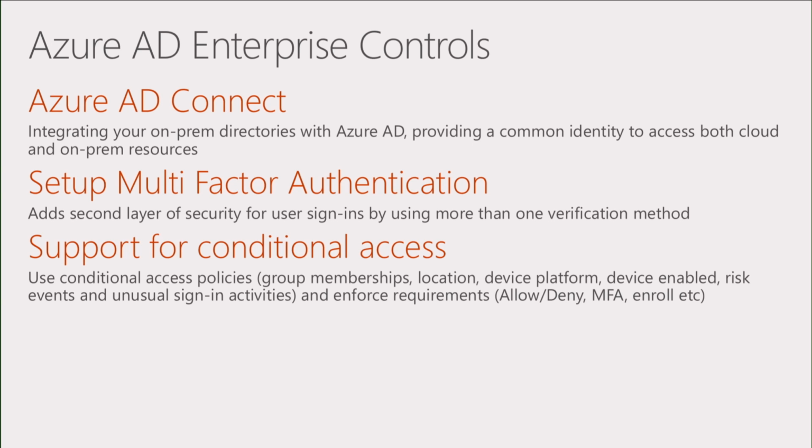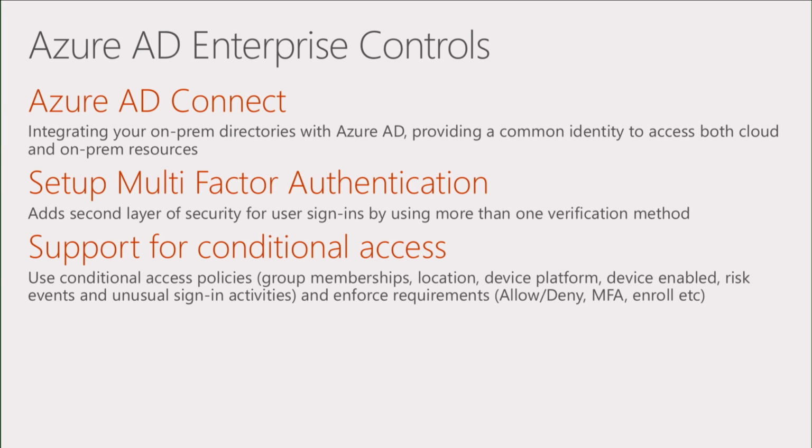So the third one is, great, I have connected my on-prem AD to Azure AD. I've set up multi-factor authentication. What more can I do? I need more granular level locking down of my resources. With Azure AD conditional access, you can actually do that. You can set it up so that you say, I will only allow access to my cloud resource if an individual belongs to a specific group.